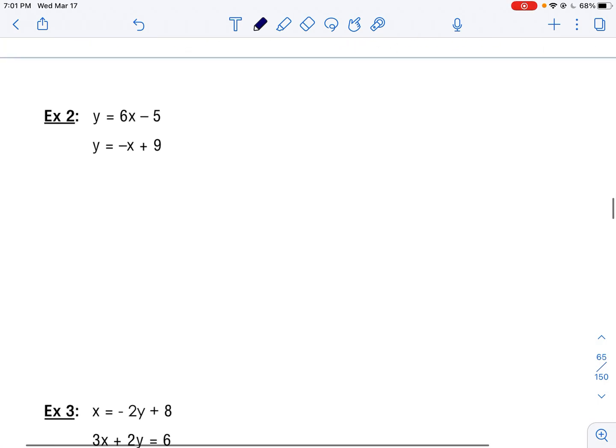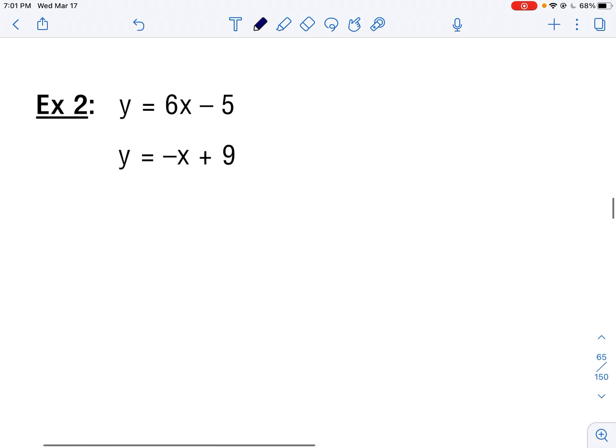So we're going to do this next one. Now, notice how they both have y equals? That means they're the exact same thing. That means that they are equal to each other. So all I'm going to do right here is take this one and put it right there. That's all I'm doing. I'm setting the two equations equal to each other.